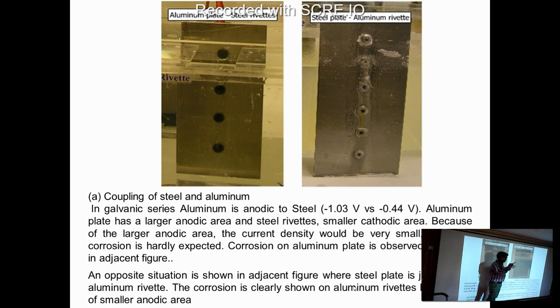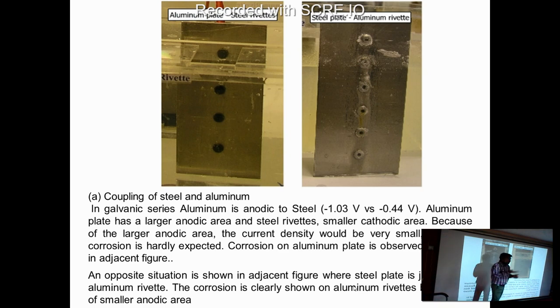Here Sc by Sa is very small, so there is no corrosion. Here there is severe corrosion. So why is there almost no corrosion? If you look at Sc by Sa, it is very small. What is Sc here? What is Sa here?